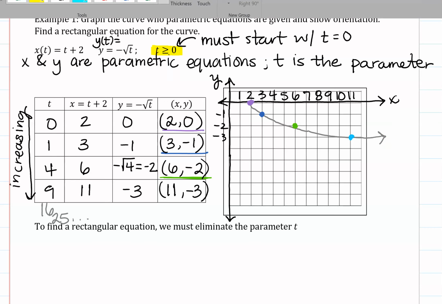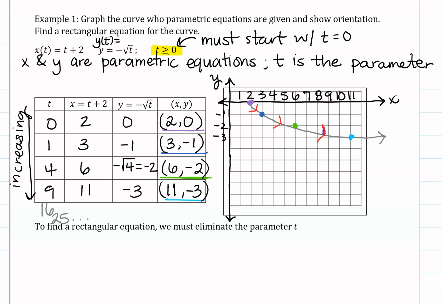Now we also have to show orientation, and so we do that with arrows within the graph. So our first point was the purple point 2, 0, and then it went to the blue point 3, negative 1. So I'm going to put a little arrow on the graph showing that it went from the purple to the blue, and then from the blue point of 3, negative 1, it went to the green point of 6, negative 2. So I'll put another arrow there. And then from the green point of 6, negative 2, it went to this light blue point of 11, negative 3. So then I'll add another arrow in there.